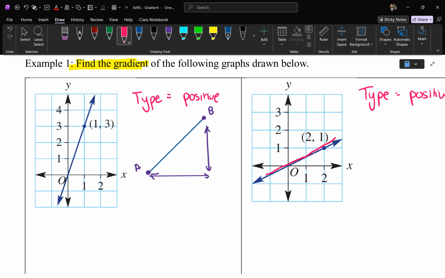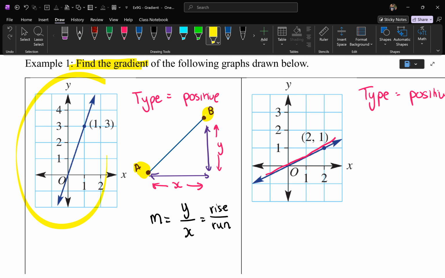So we call this the x values, how far you go across, and then how far you go up or down is the y values. So the definition of a gradient, m, is equal to how far you go up or down, and how far you go left or right. So we normally call it rise over run. That helps you remember rise is up and down, and run is how far you go left and right. You always have to pick 2 points, because to draw a straight line, you always need 2 points, so A and B.